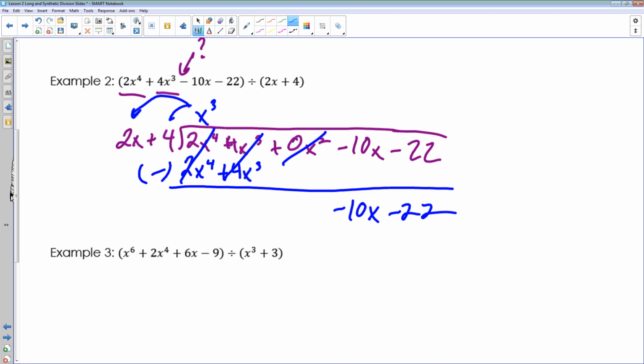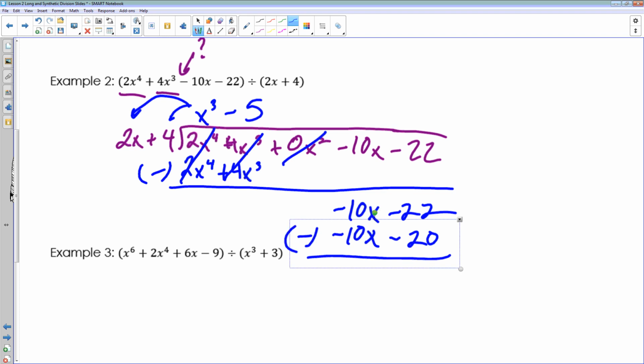All right, so 2x, how many times does it go into negative 10x? Well, it goes in negative 5 times. So that's going to multiply to get me negative 10x and negative 20. But remember, we're subtracting, so it ends up changing all my signs. So it's going to become plus 10x and plus 20. So the negative 10x and the plus 10x go away, but the negative 22 plus 20 becomes negative 2, and that's my remainder. So we write it as minus 2 over 2x plus 4.